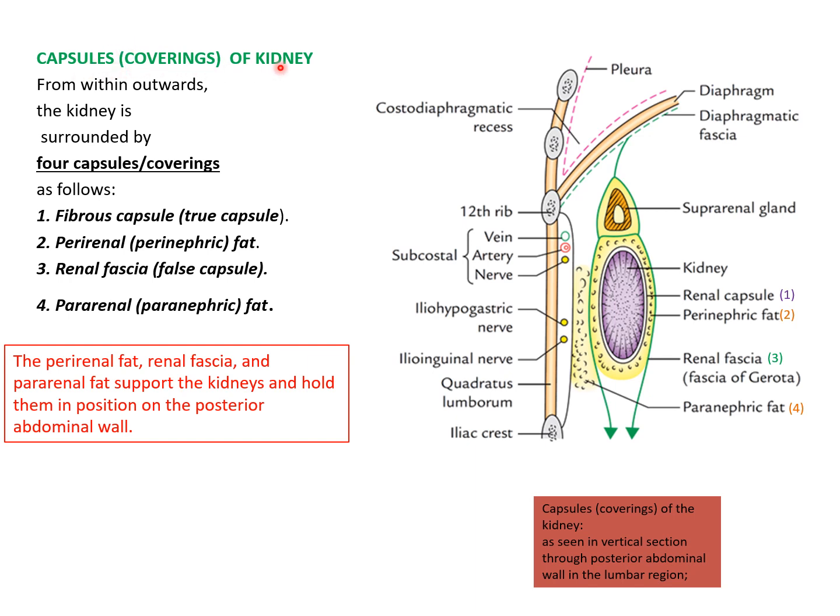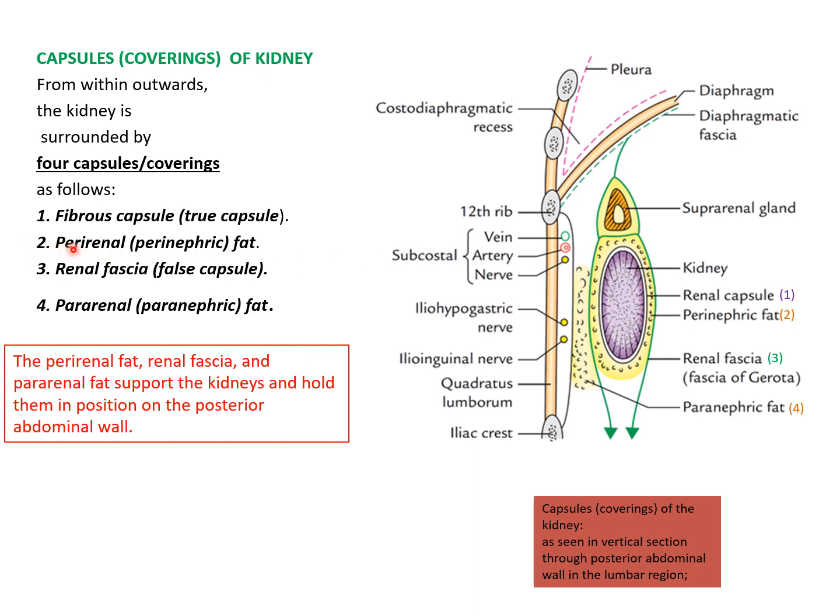Capsule or covering of the kidney. From within outward, the kidney is surrounded by four coverings. The innermost is the fibrous capsule or true capsule. This one is the fibrous capsule, the innermost. The fibrous capsule, renal capsule are the true capsule. This is the innermost one.